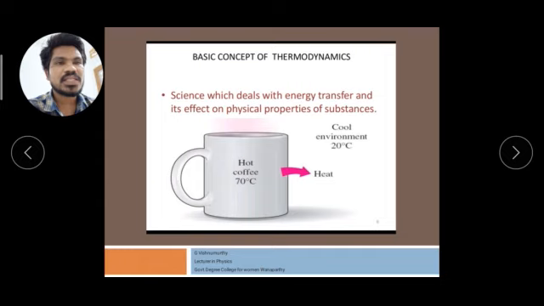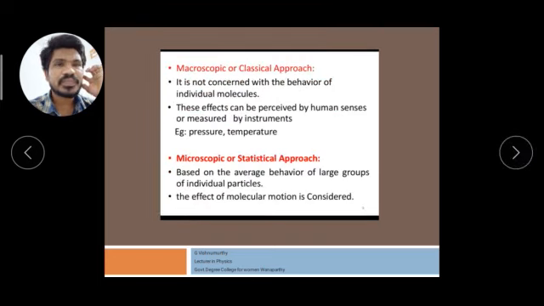Thermodynamics deals with energy transfer and the physical properties of a substance. The macroscopic or classical approach to thermodynamics is not concerned with the behavior of individual molecules. This effect can be perceived by the human senses or measured by instruments. Examples: pressure, temperature, volume, and so on. So these are the macroscopic properties.